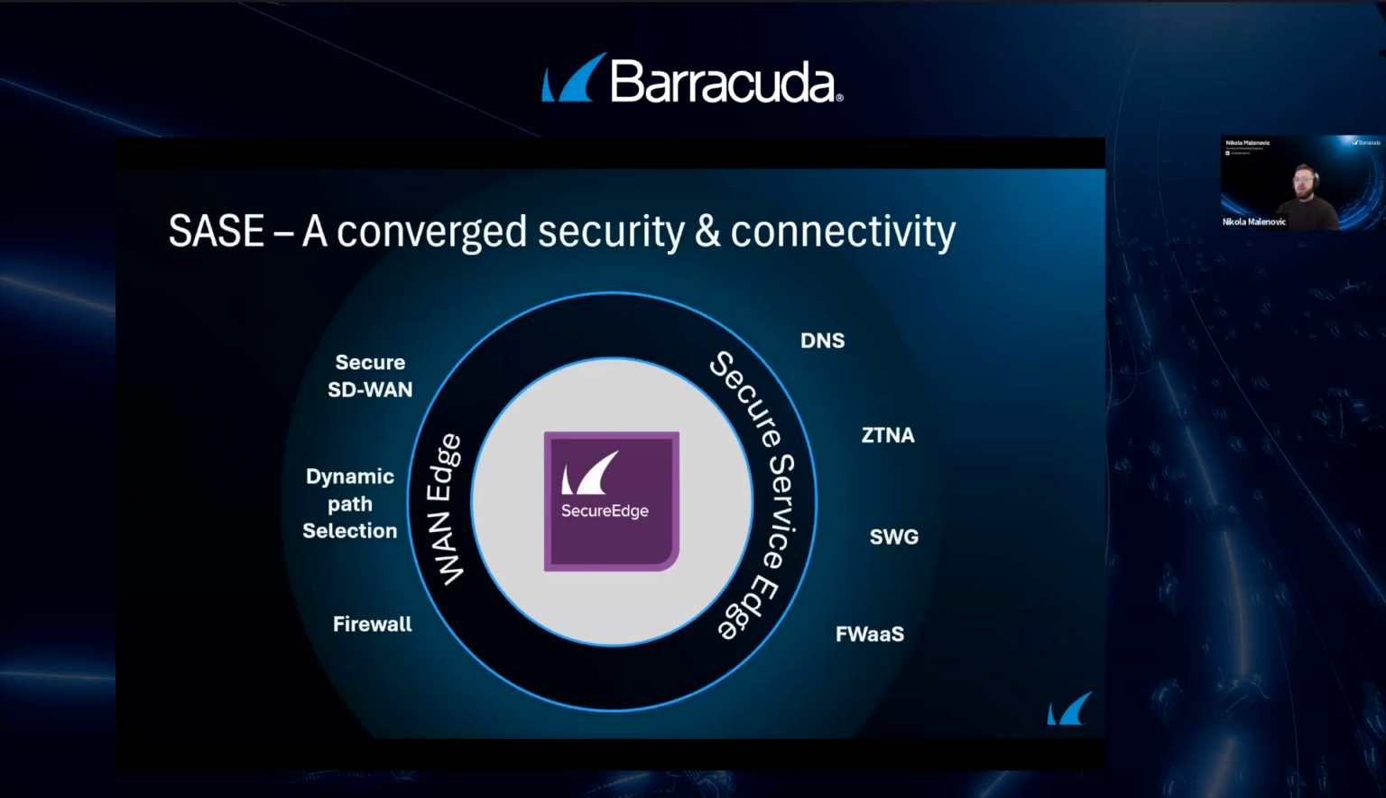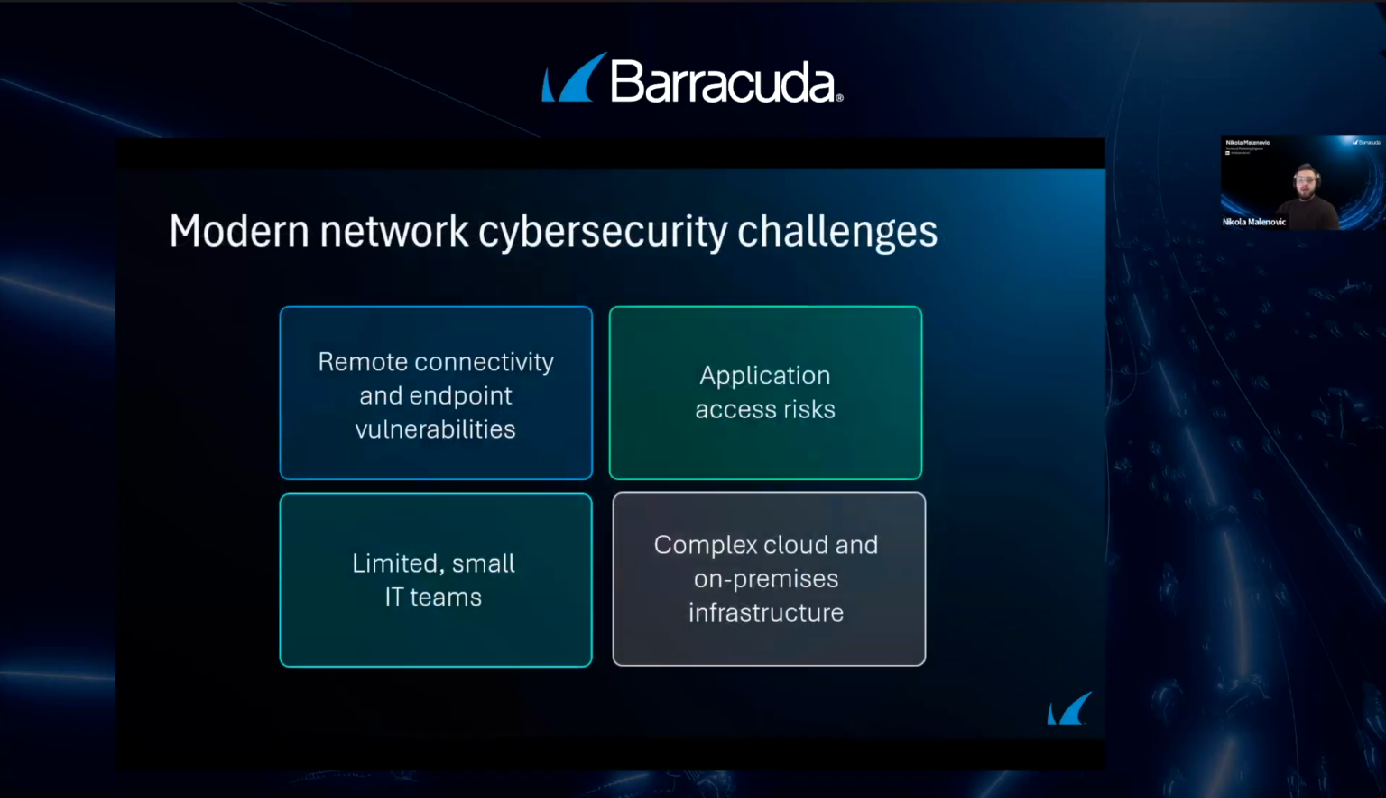So before we dive into SecureEdge access plans and the new PoP infrastructure, let's briefly look at the challenges that are kind of driving this change, right? So the first one is the remote connectivity and endpoint risk. Users are no longer sitting behind a single corporate firewall. They are remote, mobile, and often on devices that IT doesn't fully control. So security has to follow the user, not the location.